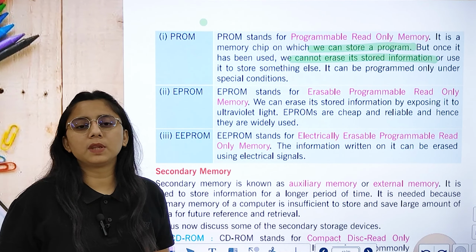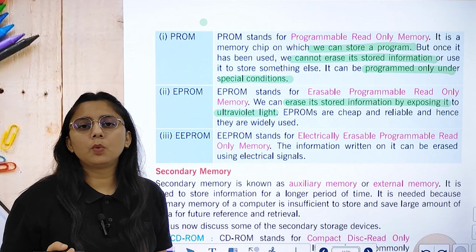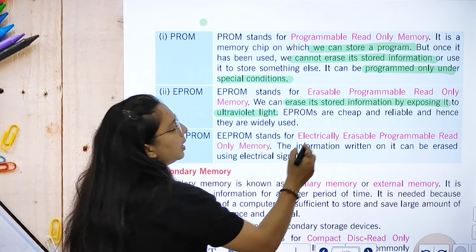Next is EPROM. It stands for Erasable Programmable Read-Only Memory. It can erase its stored information by exposing it to ultraviolet light. It is cheap and very reliable, and it is widely used.